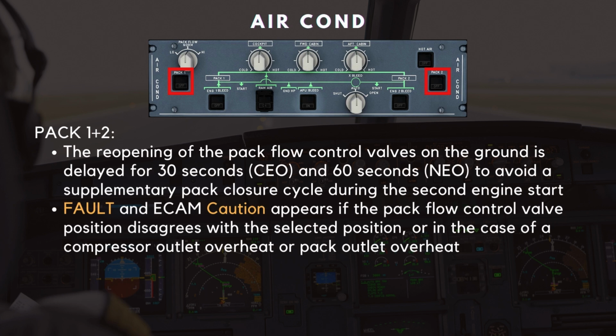The reopening of the pack flow control valves on the ground is delayed for 30 seconds for CEO aircraft and 60 seconds for NEO aircraft to avoid a supplementary pack closure cycle during the second engine start. An amber fault light and ECAM caution appears if the pack flow control valve position disagrees with the selected position, or in the case of a compressor outlet overheat or pack outlet overheat.